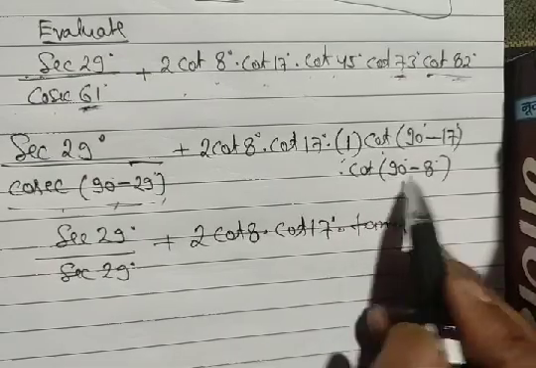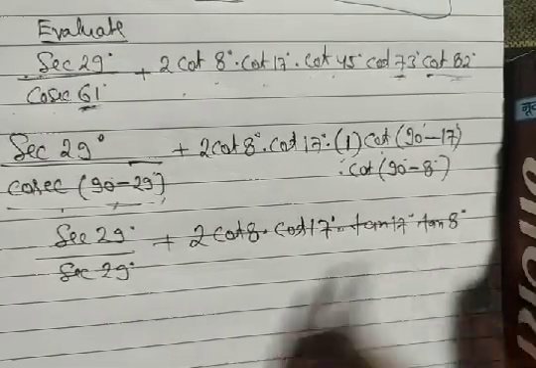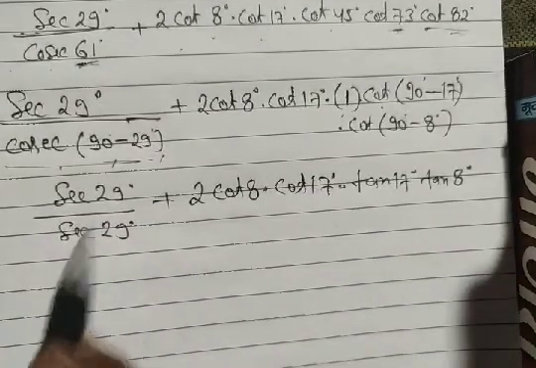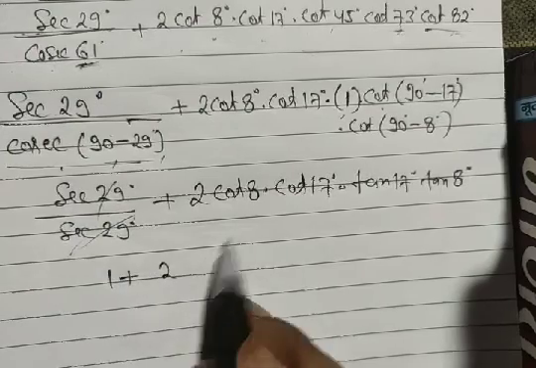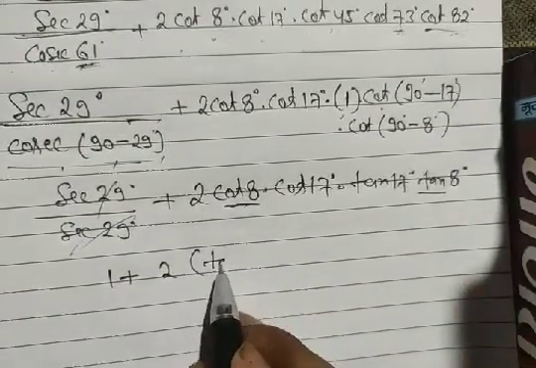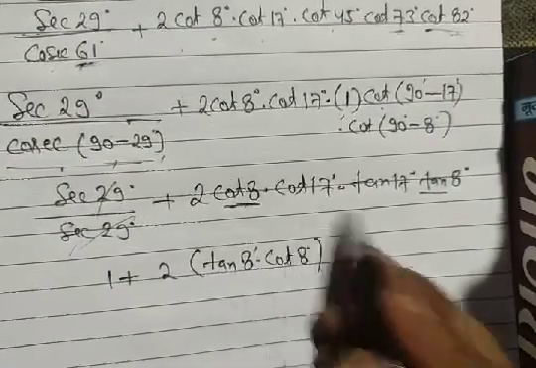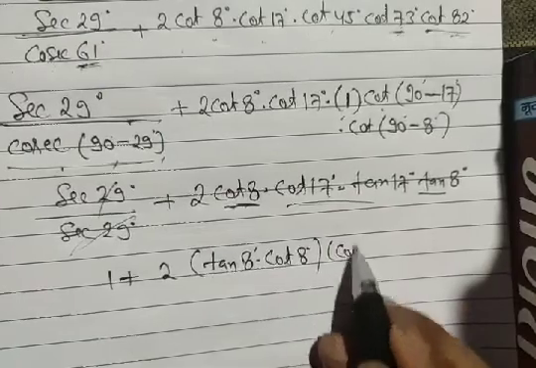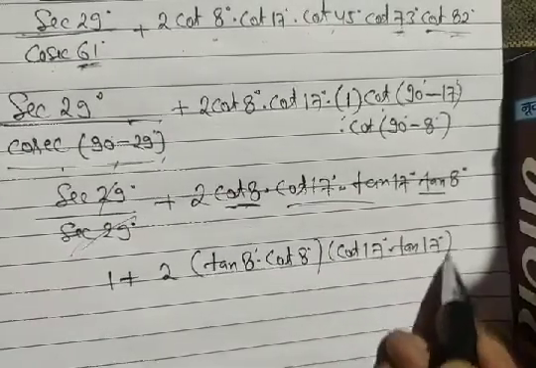Then also cot(90° − 8°) gives tan 8°. Now these expressions cancel out. Here we have 1 plus 2. Now it's cot 8°, it's tan 8°. Write then in a bracket tan 8° into cot 8°. Also take this cot 17° into tan 17°.